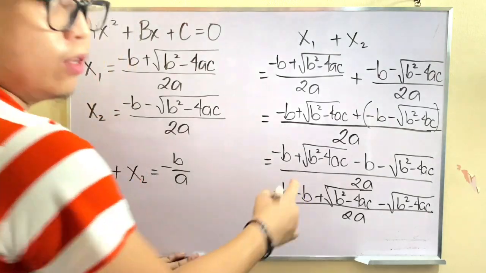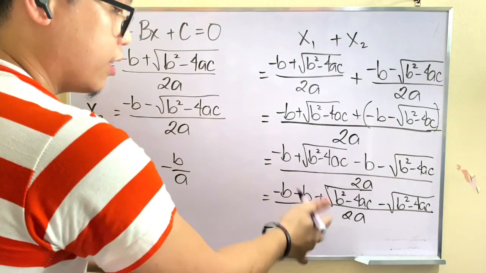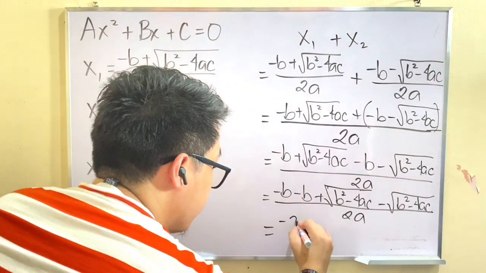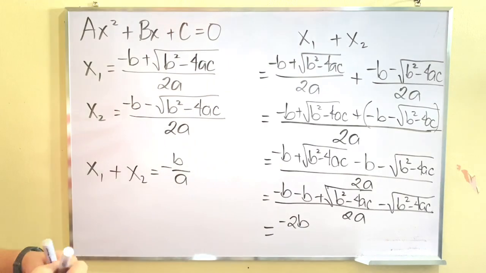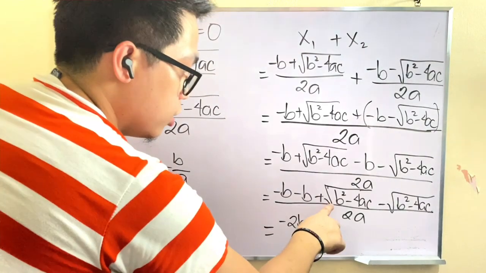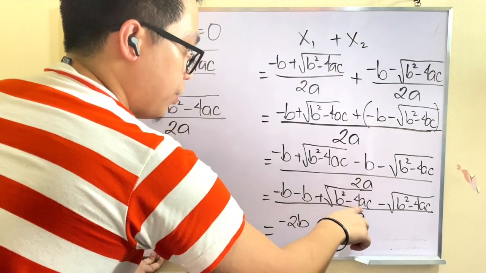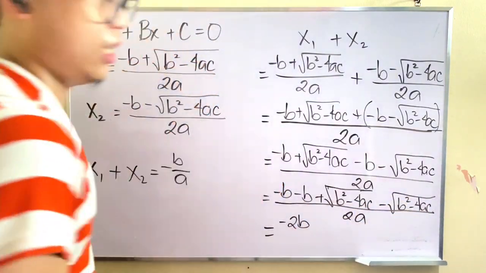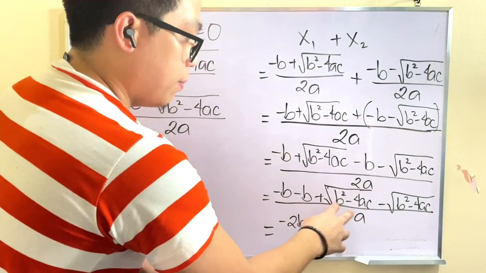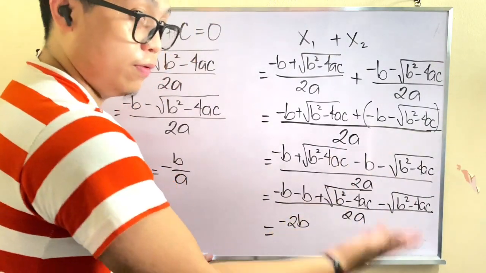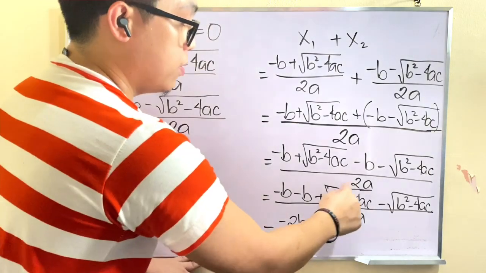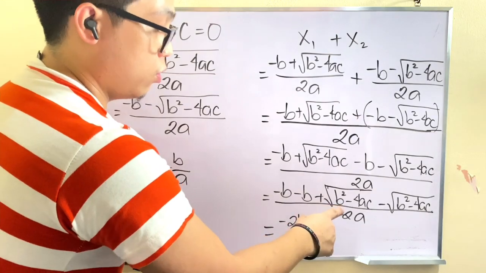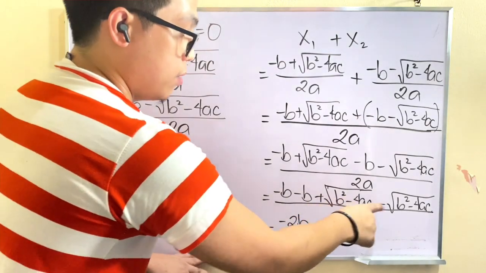Negative b minus b, so as you can see, dalawang negative number, parang negative 1 minus 1 is negative 2b. Okay? Then, square root of b squared minus 4ac minus square root of b squared minus 4ac. So, maaari ba natin silang mapag-plus or mapag-minus? Of course, maaari naman kahit na nasa loob sila ng radical sign. Paano ang gagawin? Para lang kayo nag-solve ng plus x minus x.